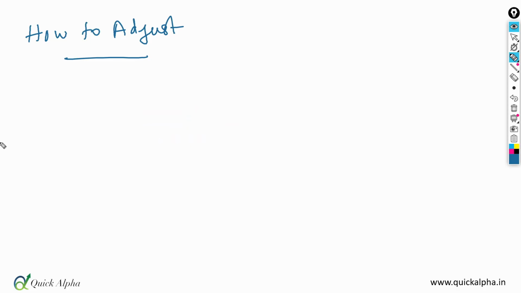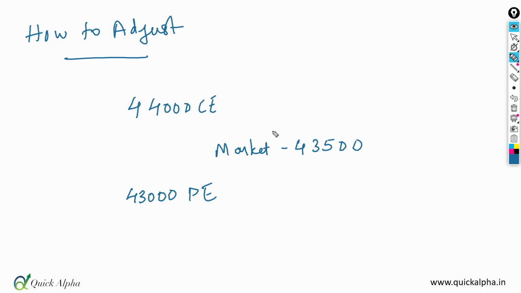When I say shifting, it involves pushing your call legs or put legs up or down. So you cut a trade and then you add another leg. Now let us say the market is trading around 43,500. So you have a 44,000 CE and 43,000 PE. So you have created a short strangle, right? Now let us say the market starts to go up. So from 43,500 it goes to 43,700.